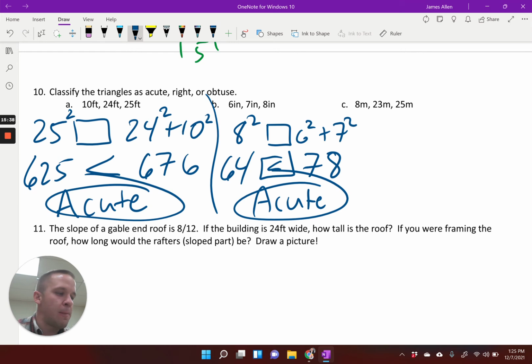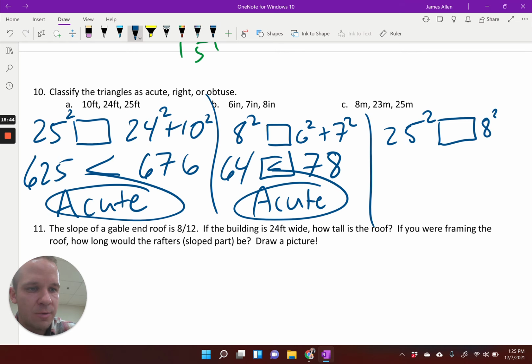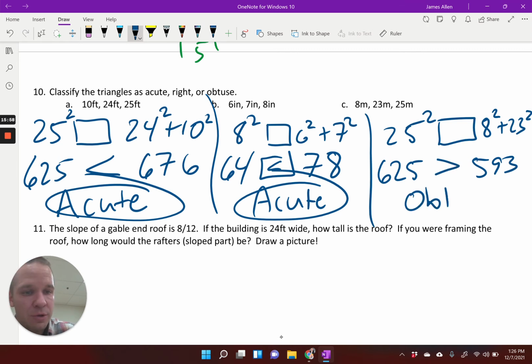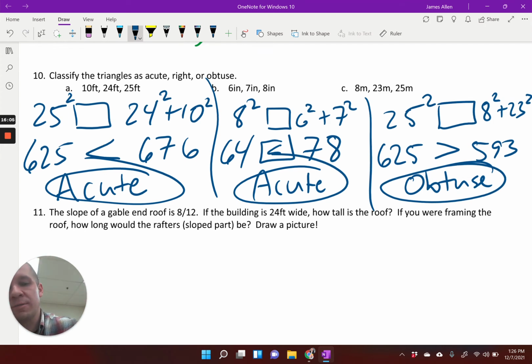All right, last one here. We got 25 squared. It's my largest side. And I've got 8 squared and 23 squared. All right, so I've got 625 again on the left. We already did that. And on the right-hand side, I have 593 once I plug that in, so c squared is larger. This is obtuse. Had they been equal, it's a right triangle. That's the only scenario we didn't have there. Sometimes we have it, sometimes we don't.